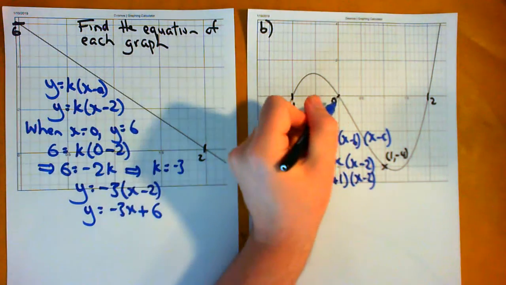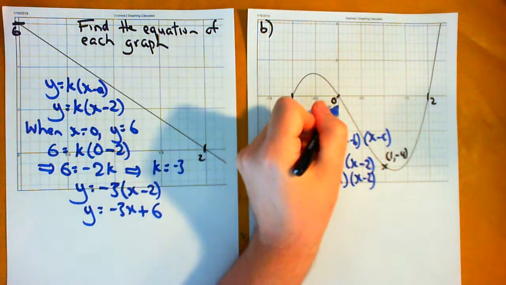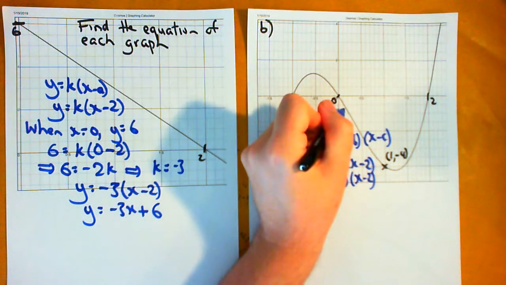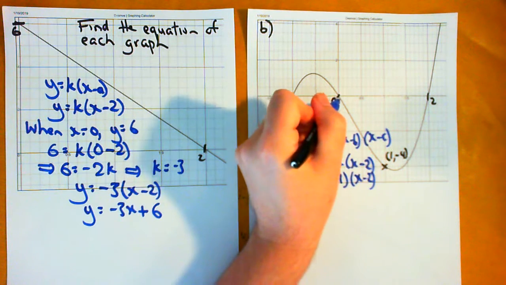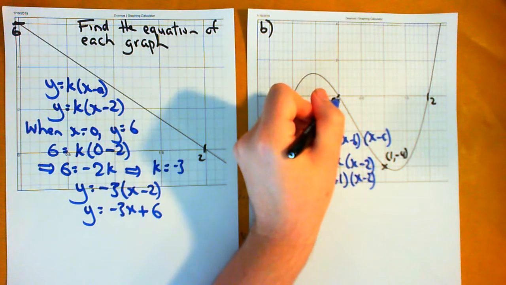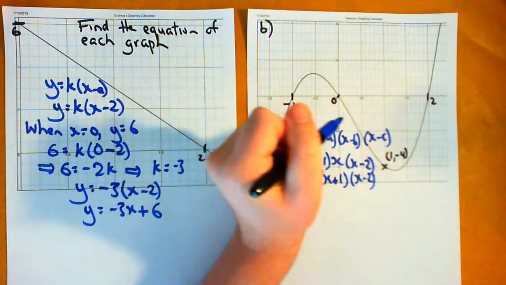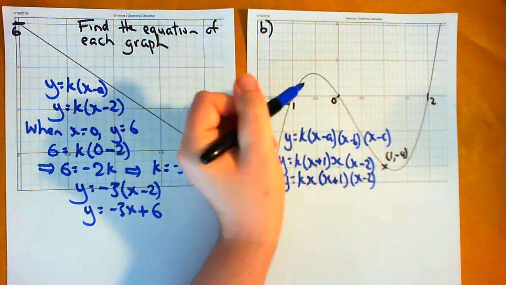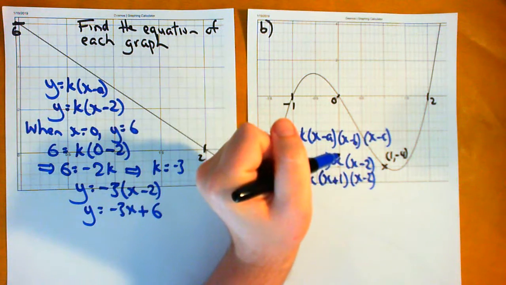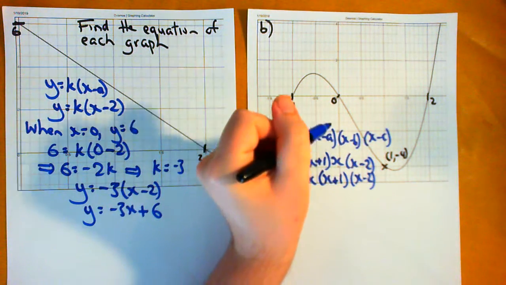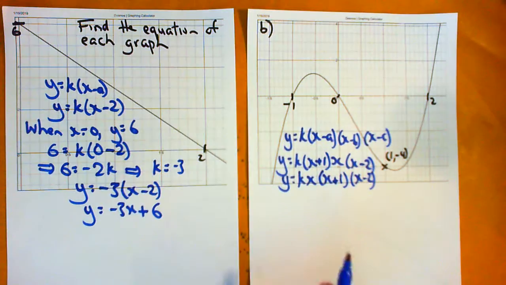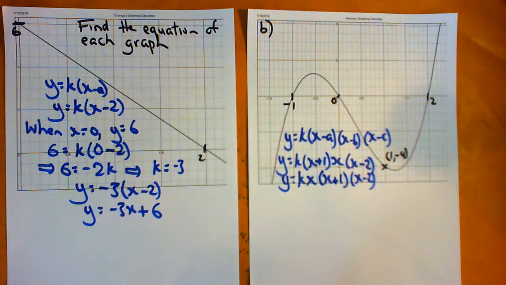Now notice that we've already used your y-intercept because it went through the origin, which means that you've got both an x-intercept and a y-intercept of 0. This means that you've already used this point as one of the x-intercepts, and therefore you cannot use it again as a y-intercept. We must therefore use a different point, and the point we'll use is 1 comma negative 4 to find k.